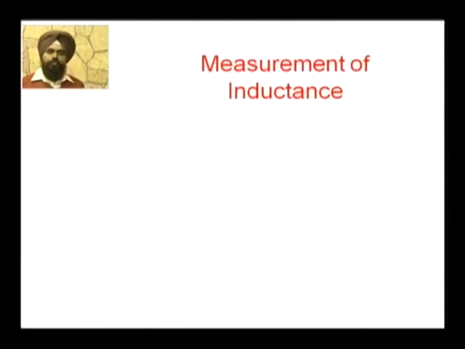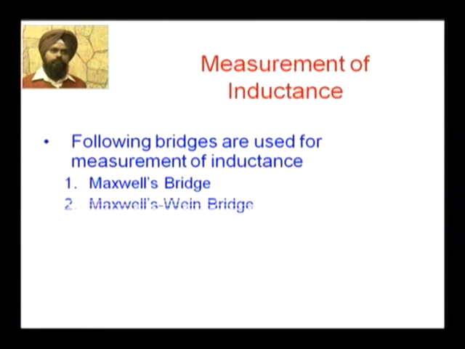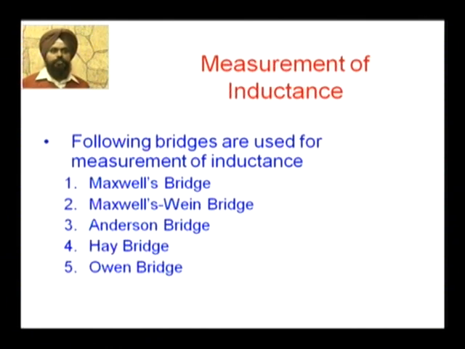Now measurement of inductance. Now we will discuss the various bridges. We have 5 main bridges for measurement of inductance. First of all, we have Maxwell's bridge. And then we have a modification of Maxwell's bridge as Maxwell's Wien bridge. Then we have Anderson bridge, we have Hay bridge, and we have Owen's bridge. Now we will discuss one by one. First of all, Maxwell's bridge.